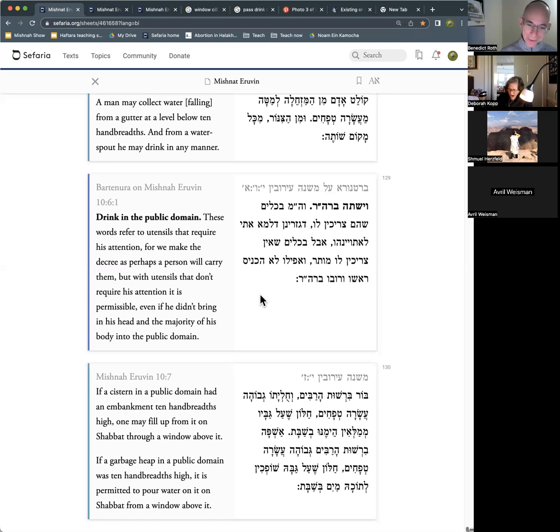And the other way around, these are all mirror image mishnayot. We're basically taking water in and we're going to give water out. So we got a garbage heap in the public space. Gvoha asrat tefachim, and it's 10 tefachim high. So again, it's its own space. And we can pour rubbish water on it on Shabbat, from a window above it. And that's exactly the same halacha, but it's the other way round.